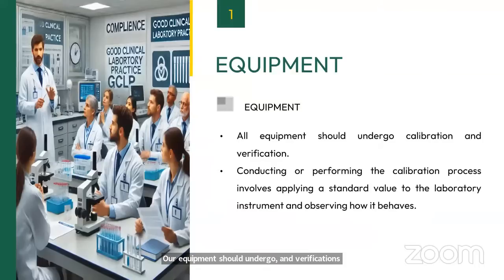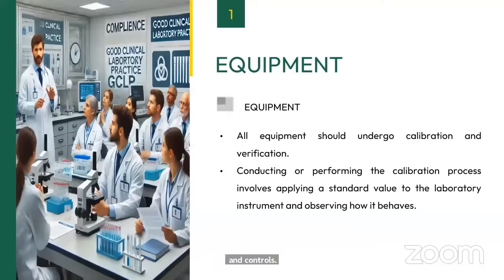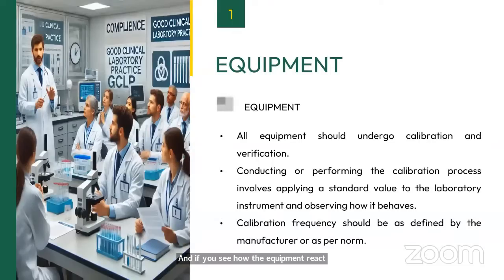Conducting or performing the calibration process involves applying a standard value to the laboratory instrument and observing how it behaves. So once the equipment is calibrated, you should perform the appropriate standardization. You should run the standards and controls, and you should see how the equipment reacts with this standard or calibration process. Calibration frequency again should be defined as per the manufacturer requirement or as per the norms of your regulatory bodies or accreditation bodies.